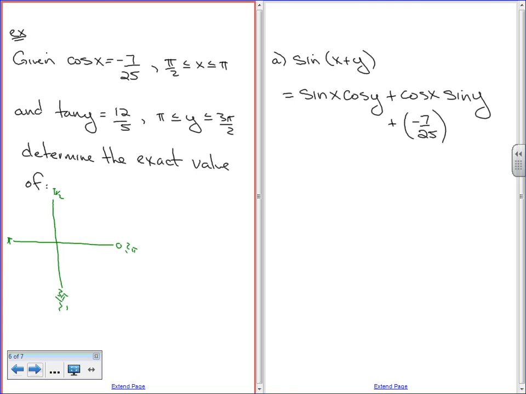Make sense? Draw your terminal arm somewhere in quadrant 2. Then you're going to create a right angle triangle. The right angle triangle always has to go down or up towards the x-axis. You're always using the x-axis, never the y-axis in any of these questions. Okay? So you draw your little right angle triangle, and then put your angle in the related angle spot.